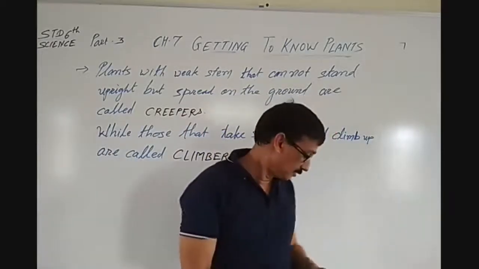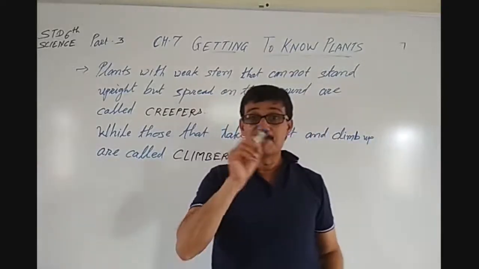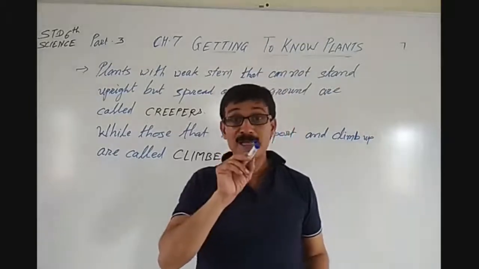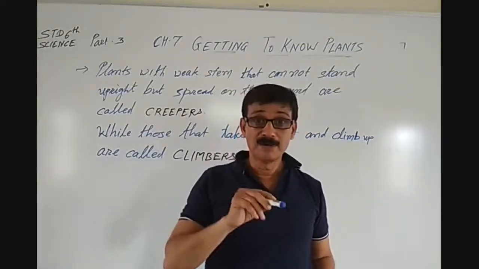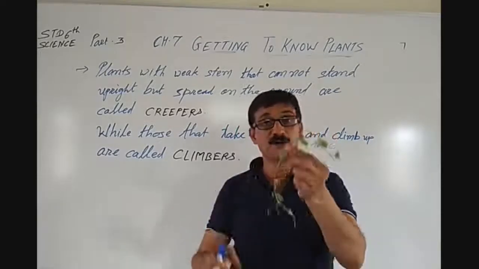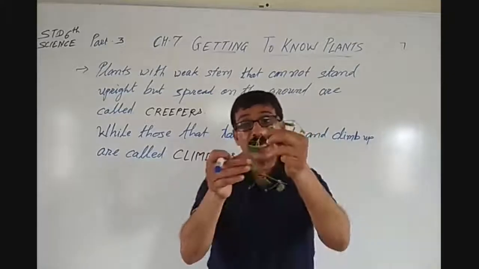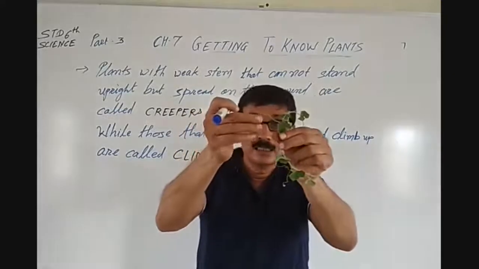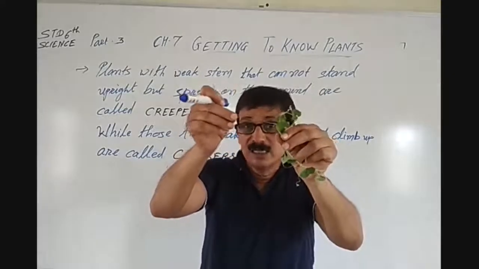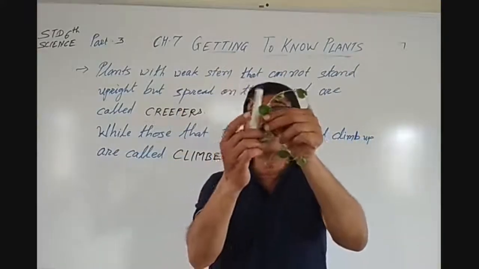Now let's see the climber. Have you ever seen a grapevine plant? Any gourd plant? Those plants have, see, this is one of the climbers. In which, can you see this? This is a tendril.